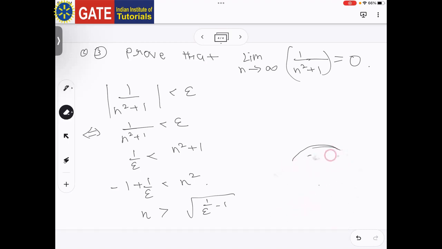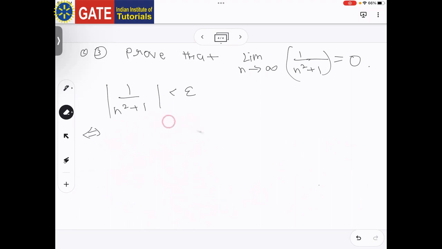So what you have to do is, sir, epsilon is a small number. It is always less than 1, right? True, but okay. So you can choose your capital N to be square root of 1 by epsilon minus 1.